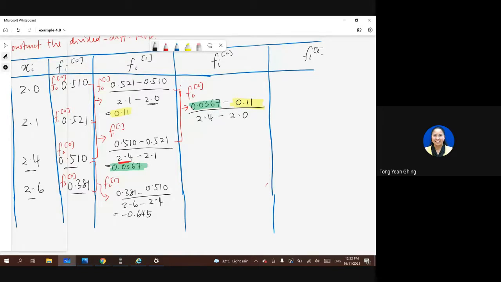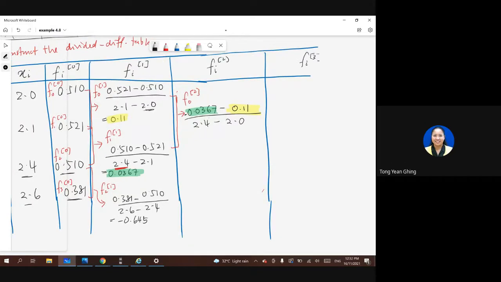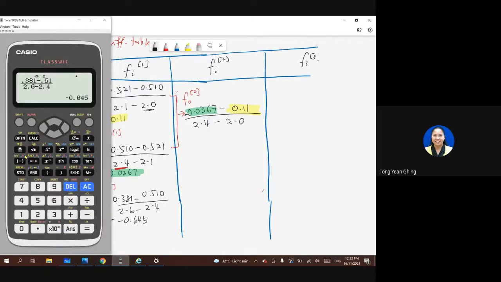Doctor: Yes, the value of 0.0367 should be negative. Oh, this one should be negative. Okay, thank you. So this one is negative. So this one becomes negative 0.0367 minus 0.11 divided by 2.4 minus 2. So we get negative 0.3668.